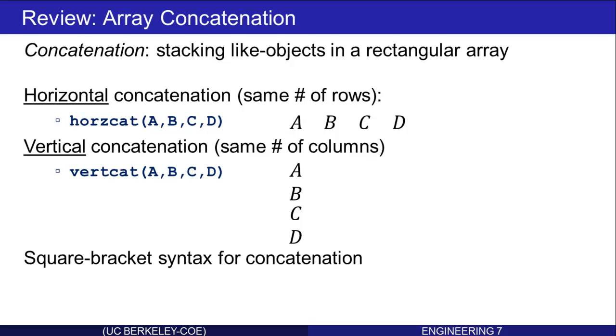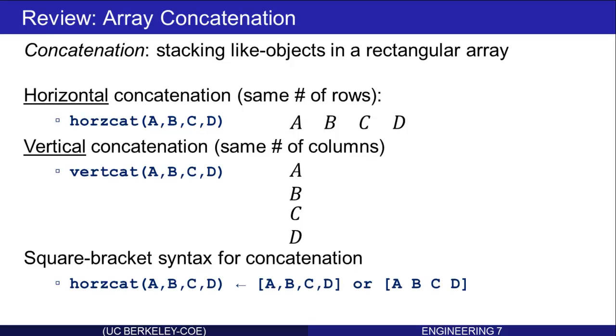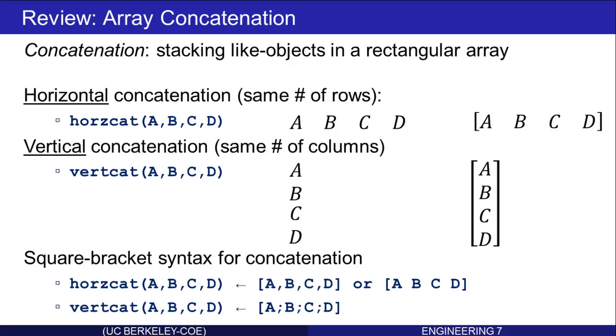In Matlab, there's a square bracket syntax for concatenation, which we use extensively. Horizontal concatenation is achieved with a square bracket construction and the objects separated by commas. Spaces are also allowed. And vertical concatenation uses the square bracket syntax with the objects separated by semicolons. The square brackets are so prevalent in some of the constructions we've used that we often display the concatenated arrays with square brackets.